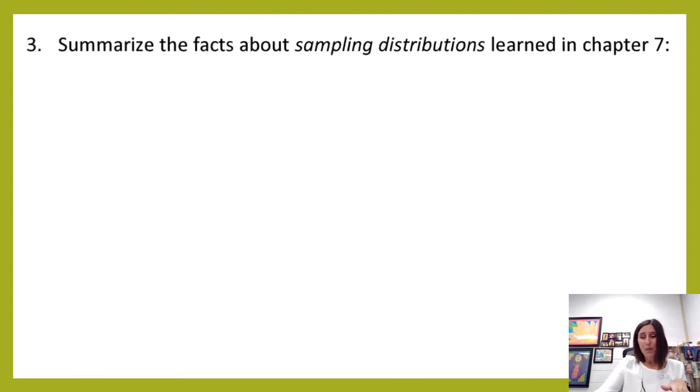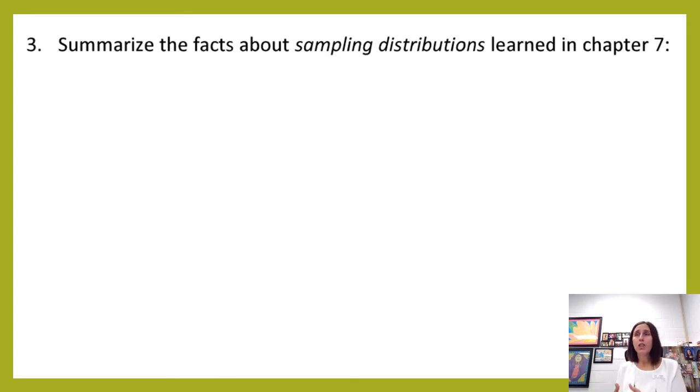So don't tell anyone, but your crazy stats teacher decided to skip over chapter 7. So this part's going to be a lot to take in. So let's look at some facts regarding sampling distributions.